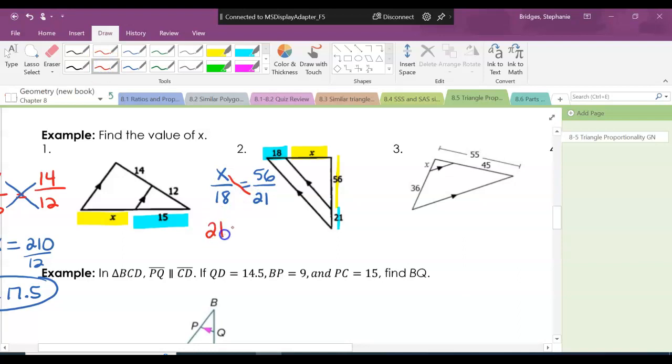21 times x is 21x. You'll get 1,008 for 18 times 56. And then we're going to divide both sides by 21. And what do we get? 48. Okay. Now, like I said, on a lot of these proportions, you can set them up just a little differently, and you'll get the same result, but I'm trying to stay consistent in how we do this.